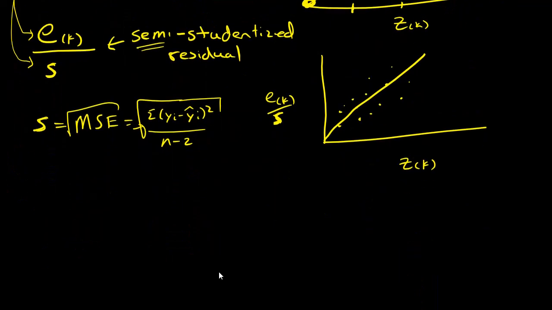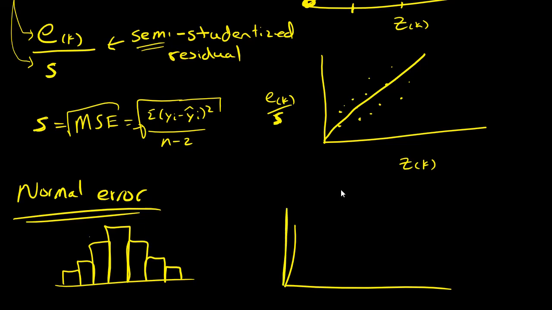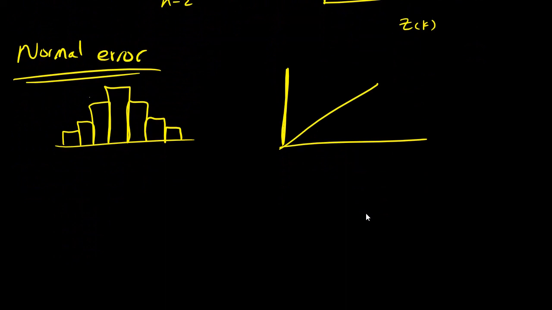Now, what happens when things go wrong? If you have normal error, so things going right, first thing you would do is you'd see your histogram. You'd say, wow, that's a great histogram. Looks like a normal distribution. And then next you do this probability plot, and you'd see a straight line, and you're pretty happy. Things going wrong, you could have a skewed positive distribution.